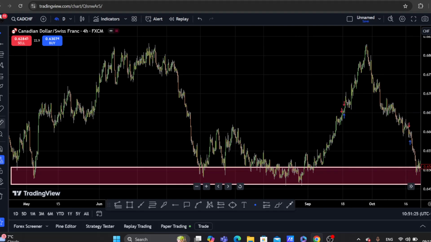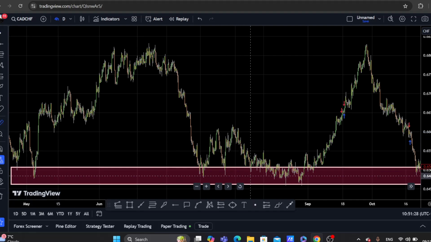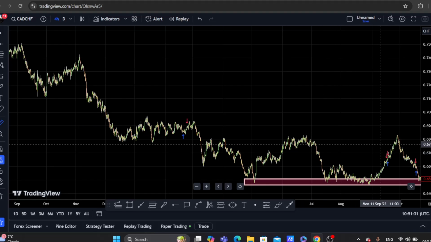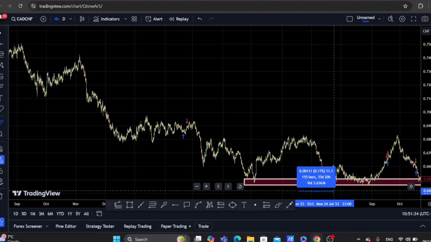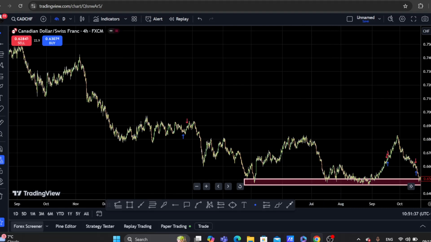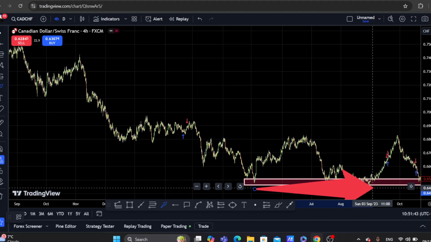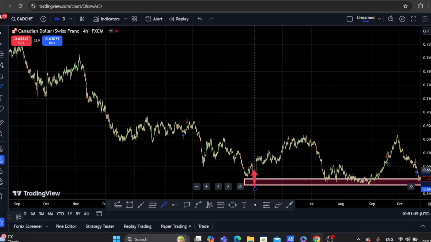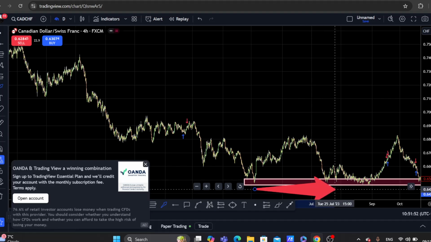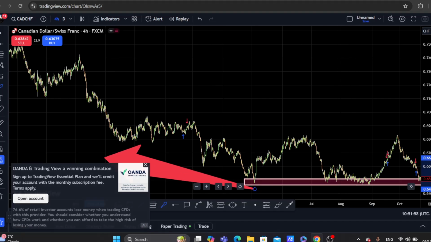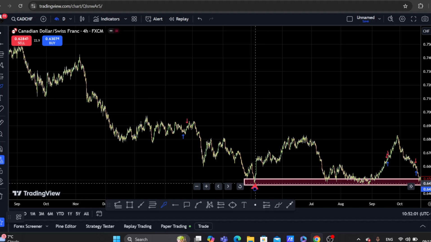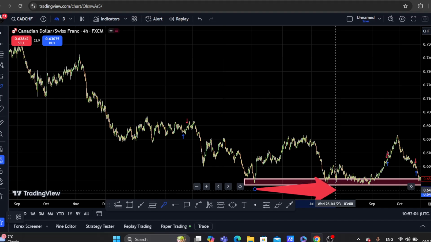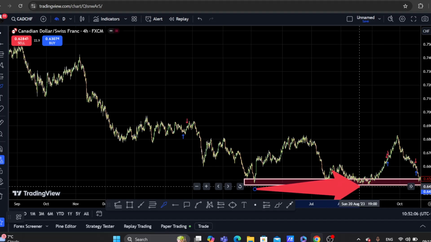So if you have gone long, where would your stop be? Your stop is going to be below the level. Since the market started pushing up from here, we've not had a close below this level. Since we started having a bounce to the upside, we've not had a close below this level.